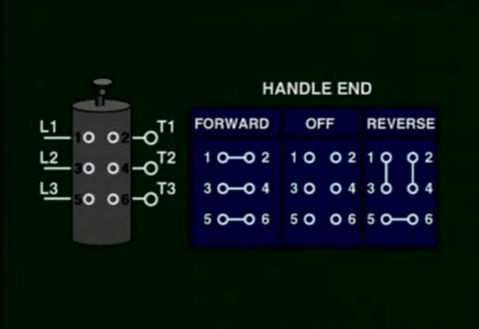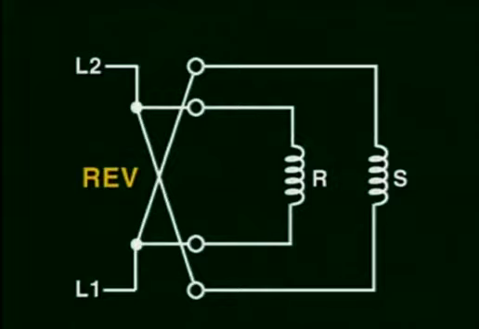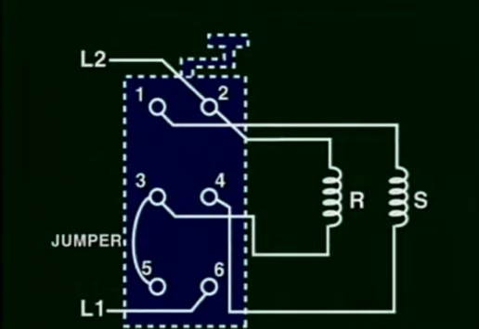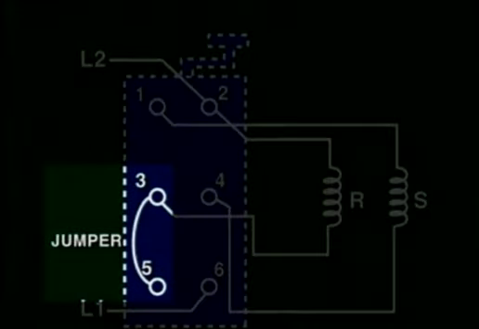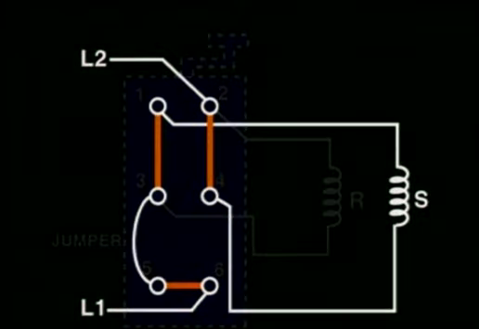Drum switches have 6 standard terminal connections, and we know that a single-phase motor only needs to have the start winding terminals exchanged in order to reverse the motor rotation. As can be seen, there is a jumper added between terminals 3 and 5. When the switch is in forward, the start and run windings both have the same L1 and L2 power lines connected. When the switch is changed to reverse, the run winding still has the same connections, while the start winding has its L1 and L2 lines reversed.